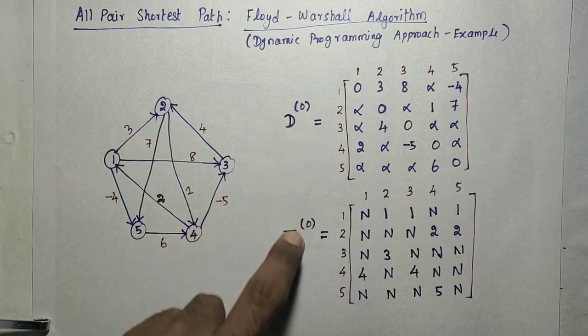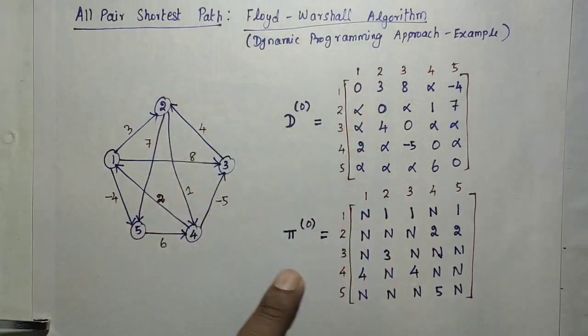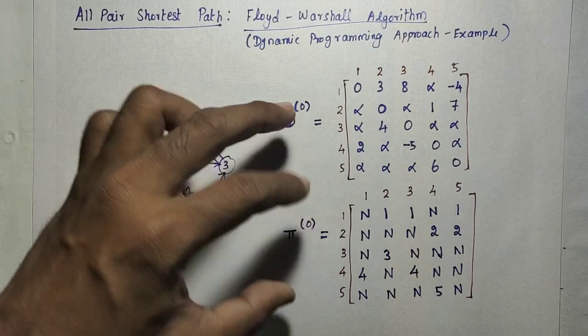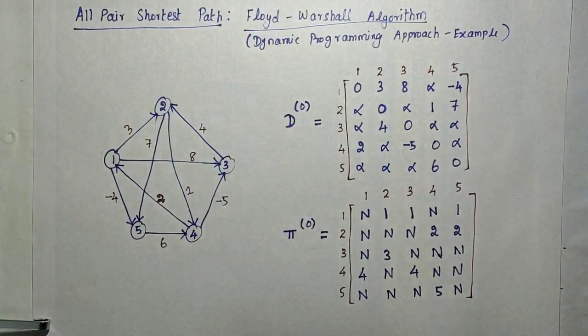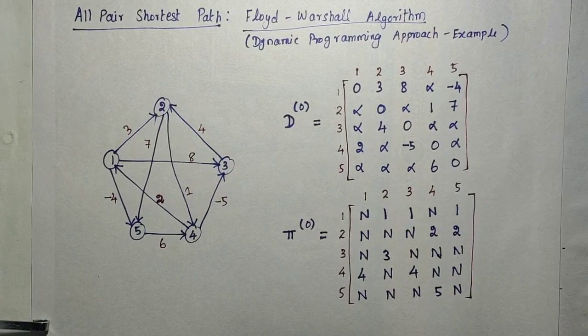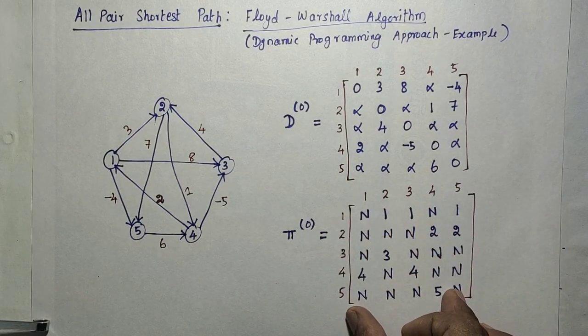Initially d of 0 and pi of 0 are the input. So at the end of each iteration, the updated version of d and pi will be used for the next iterations. That is the concept. How the matrices are going to be updated, that is the logic. And finally at the end of the nth iteration, the fifth iteration, we'll get the distance and pi matrices. From that we can find the shortest distance as well as the corresponding path.